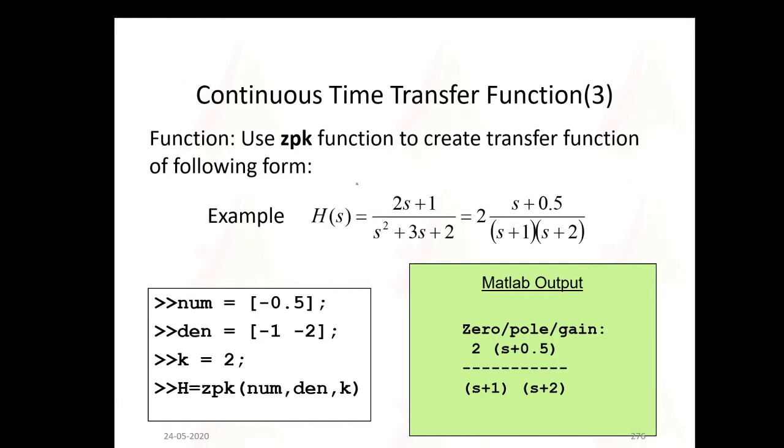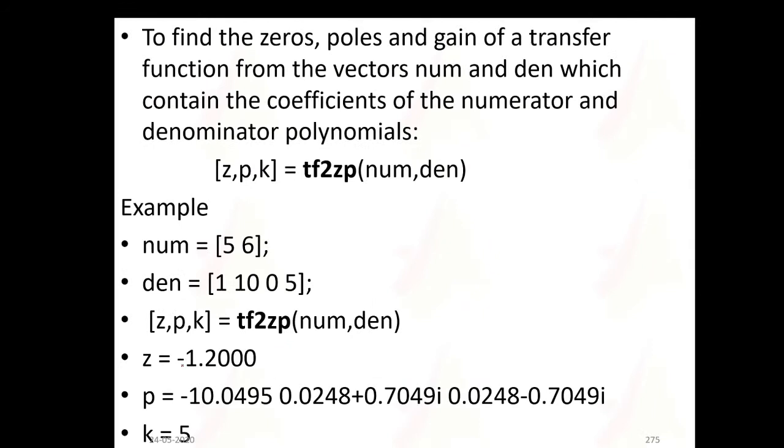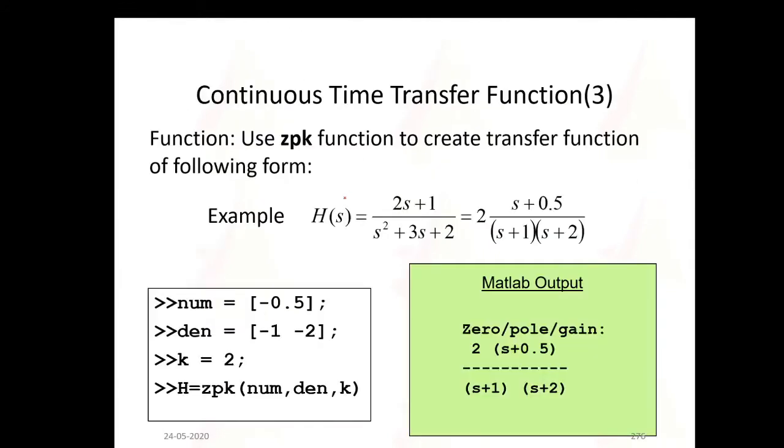Okay, so you can use the zpk command to create the transfer function in the following form. Now it's the reverse of this one: tf2zp goes from transfer function to zeros and poles, and this goes from zeros and poles to transfer function. The command is zpk, that's all. If you compare with tf, there we give num and den only. If you give the zeros, poles and gain, you can use zpk of zero, pole, gain. The output looks like this.